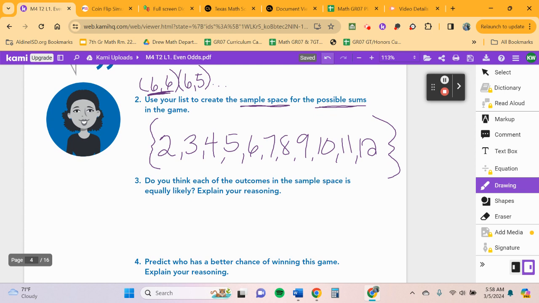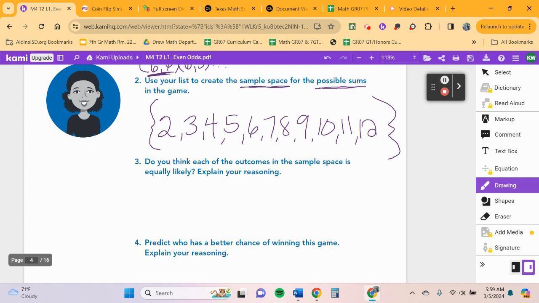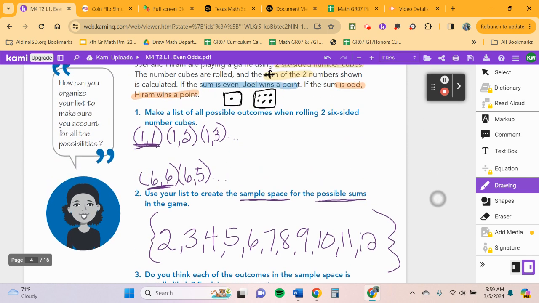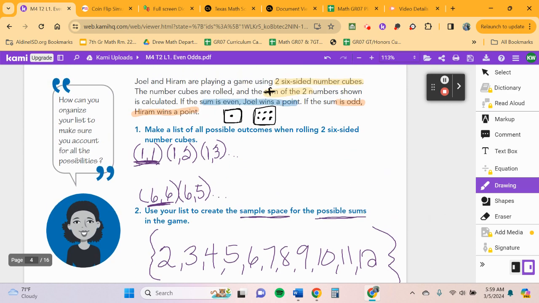Number 3 says, do you think each of the outcomes in the sample space is equally likely? Explain your reasoning. And number 4 says, predict who has a better chance of winning this game. Explain your reasoning. So what I want you to do now, looking at the data that we've gathered and the information that we know, is answer questions 3 and 4. Take maximum 2 minutes and 2 minutes only to answer 3 and 4. Pause here.